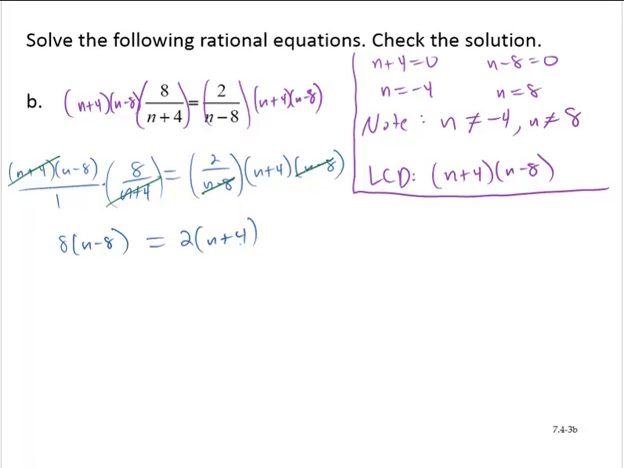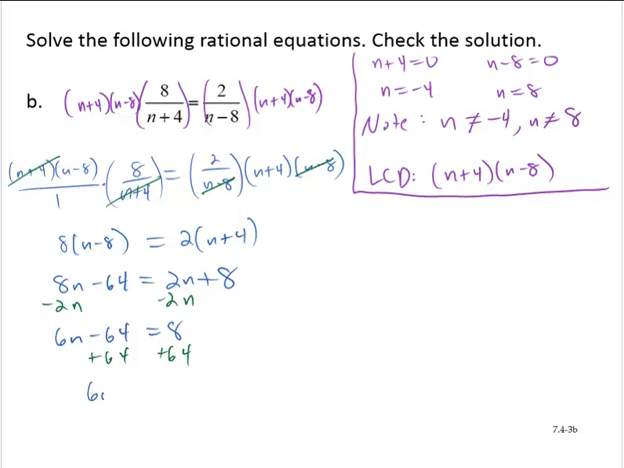Alright, so let's see, what does that give us? Applying the distributive property, 8n minus 64 is equal to 2n plus 8. I will subtract 2n from both sides, seeing that this is a linear equation. 6n minus 64 is equal to 8. And then I will add 64 to both sides.